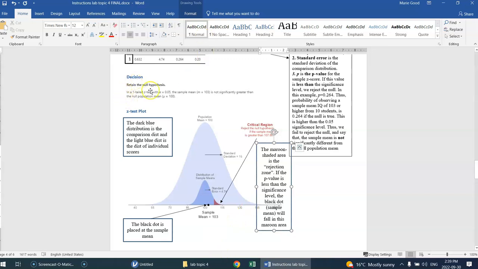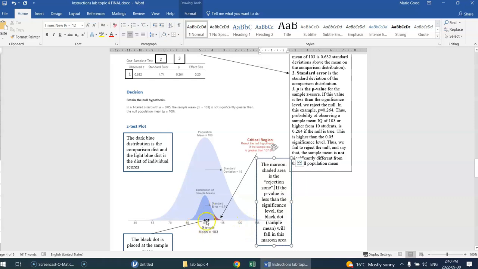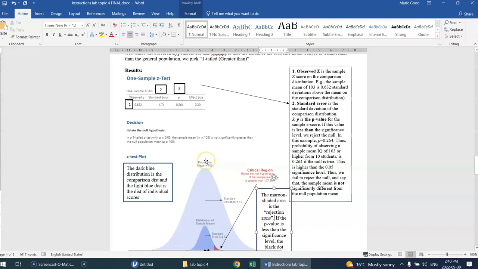Or you could just look at this information that Jamovi gives you. It tells you in a one-tailed z-test with alpha of 0.05, the sample mean is not significantly greater than the null population mean. All right, so this is a test that is pretty easy to interpret. And like I was saying, you could either just look at the p-value, or you could look at the picture to see where that black dot is in relation to the critical region, and that would give you your information.